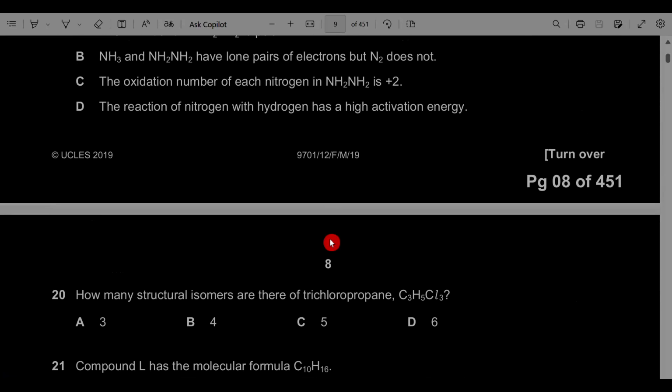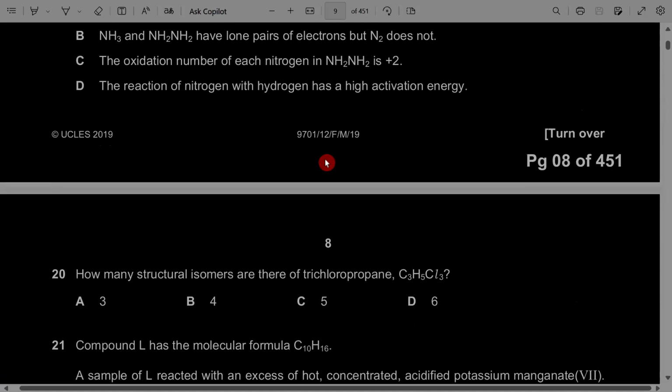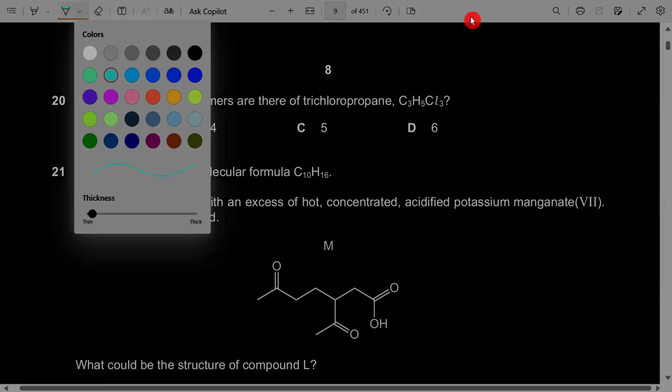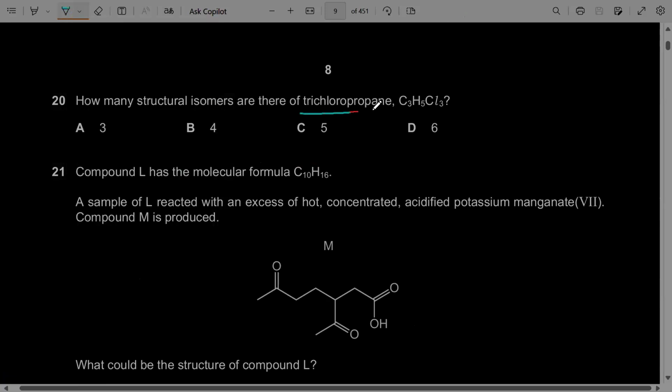Today we shall continue with the past paper practice, and in this class we will start questions of organic chemistry from the 2019 Feb/March exam series, paper 1-2. The first question is: how many structural isomers are there of trichloropropane? This is the name of the compound and this is its molecular formula, and we are supposed to find the number of structural isomers of this compound.